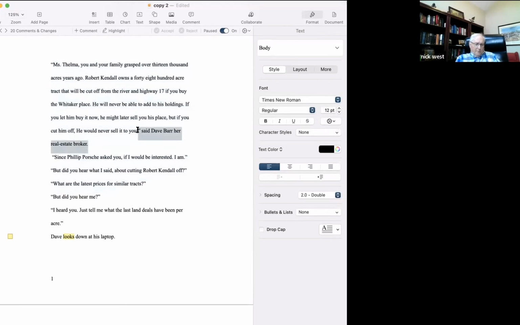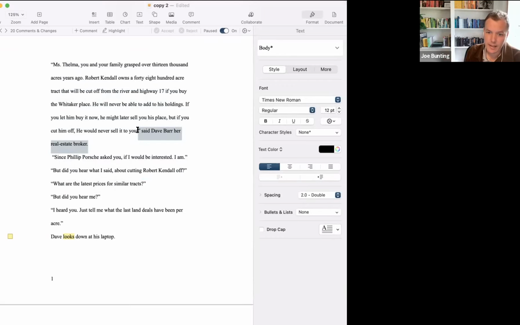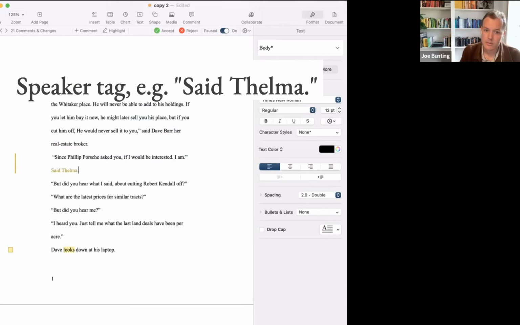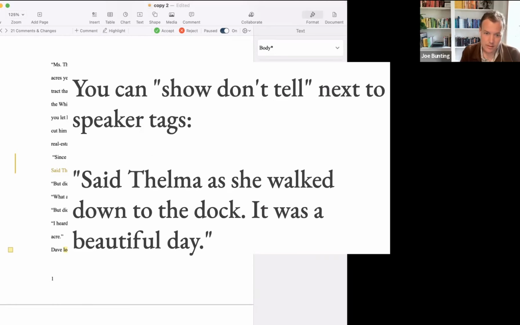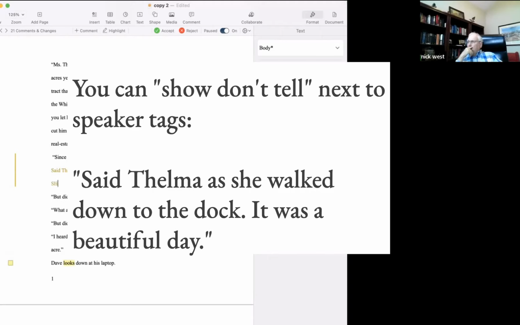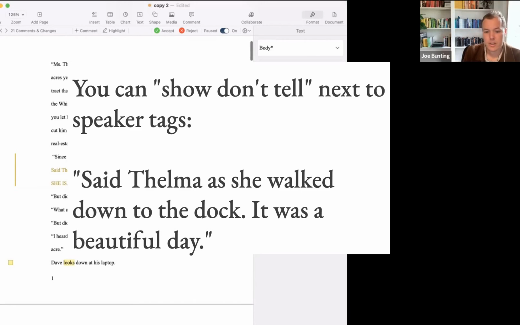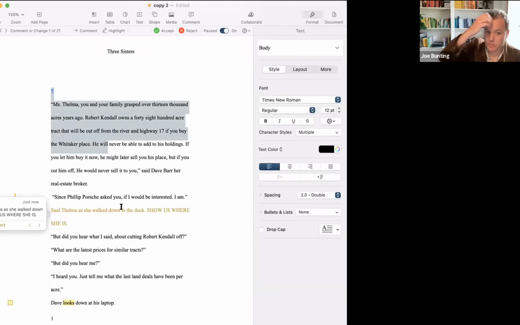Okay. Now, we see Dave maybe, and we see him in his office, I guess. There's no description, and you never even say "said Thelma," right? So you need some more speaker tags. You also need some description, like "said Thelma as she walked down to the dock." It was a beautiful day, or it was a windy day, or just show us where she is. Maybe she's in her living room. I don't have a problem with beginning with dialogue as long as you back up afterward and then give us some description about what's going on, because we have no context.